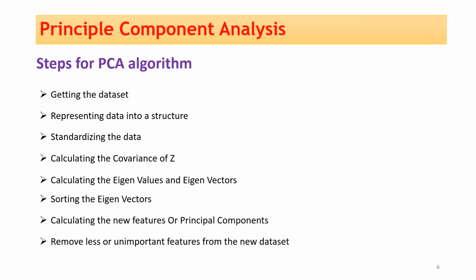The last step of the PCA algorithm is removing less important or unimportant features from the new data set. Now that the new feature set has occurred, we will decide what to keep and what to remove. It means we will only keep the relevant or important features in the new data set, and the unimportant features will be removed. So these are the various steps used in the principal component analysis algorithm.